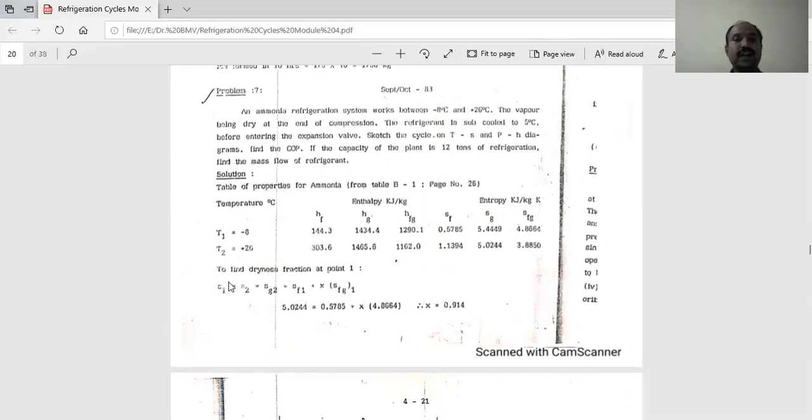Then we have to find the dryness fraction at point 1. You can calculate it: S1 is equal to S2, that is SG2, is equal to SF1 plus X into SFG1. Then S1 is equal to S2, that is 5.024, equals SF1 plus X into SFG1. You can substitute all these values, then you can find the value of X. The X value becomes 0.914.